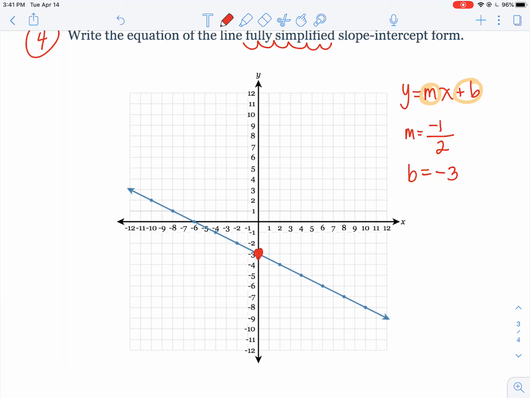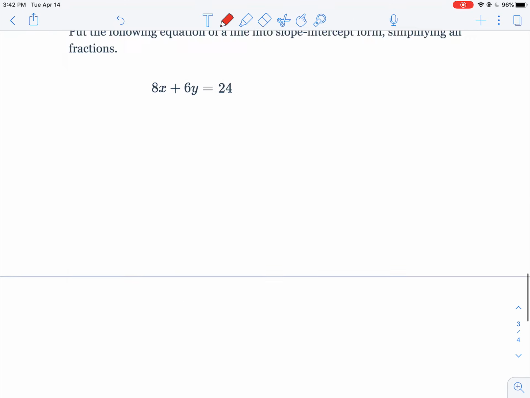So your equation that you would put into Delta Math would be y equals -1/2 x minus 3. Okay. If you put into Delta Math like a plus -3, it will mark it wrong. And then make sure your fraction is always simplified. -1/2 does not simplify further.